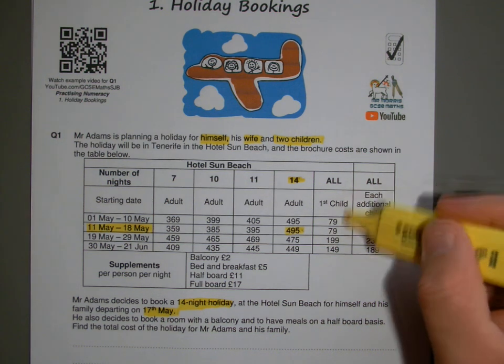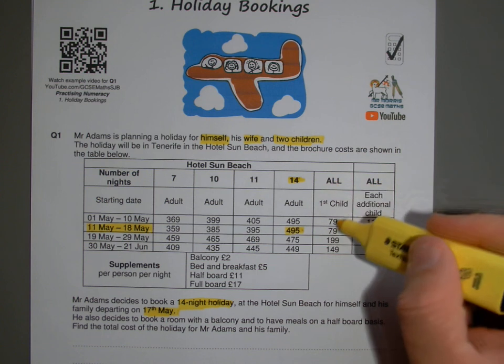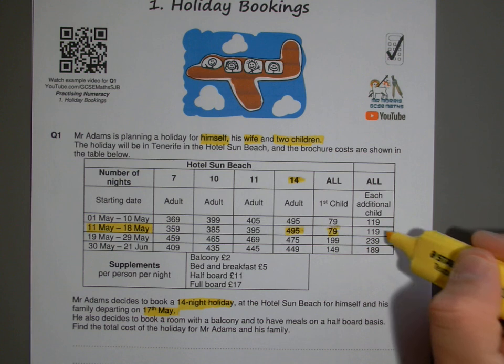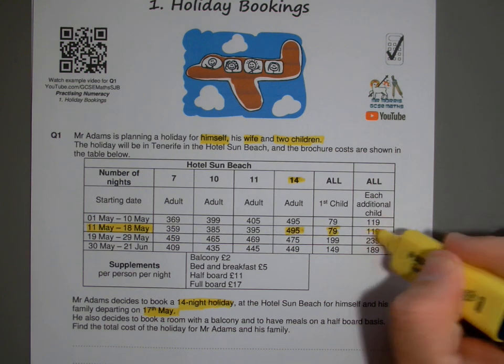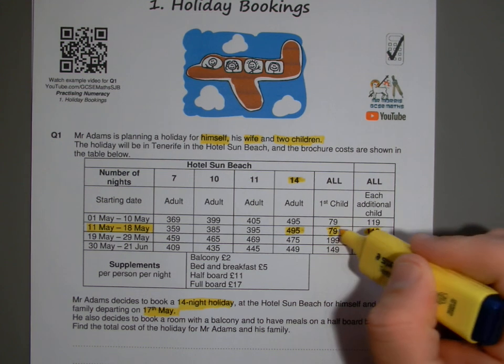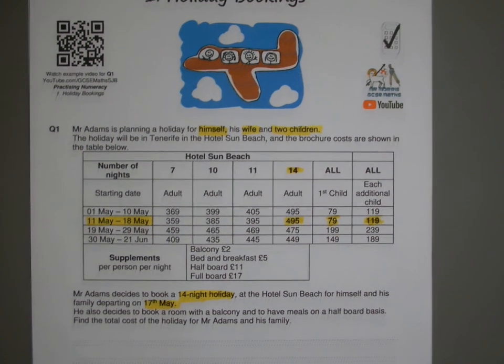Then here we've got the children price. Now this would be for all, so it doesn't matter how many nights they're staying. The first child would be £79. Then each additional child will cost even more, right? £119. So there's a bit of a discount on the first child, but then the second child pays a bit more. Okay, so let's work out these costs then for these tickets here at the hotel.